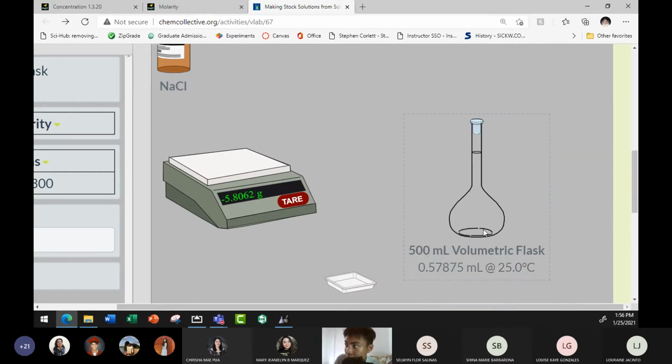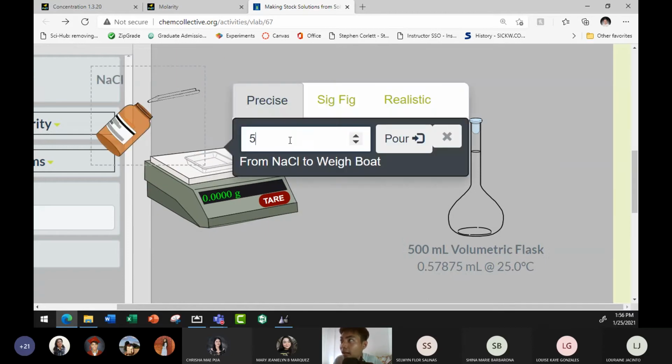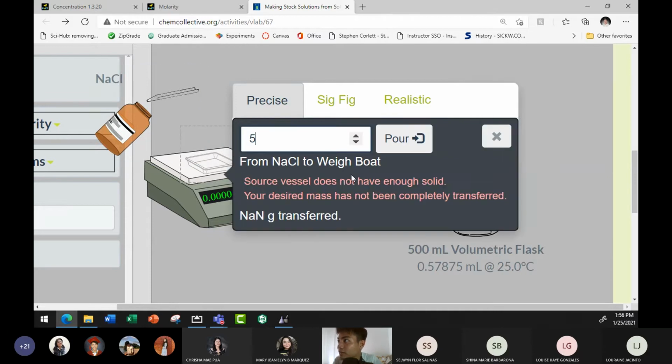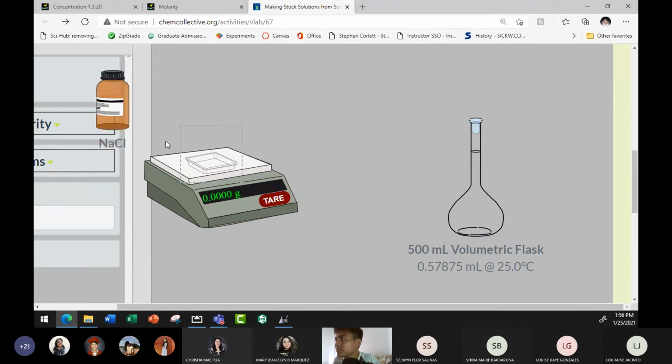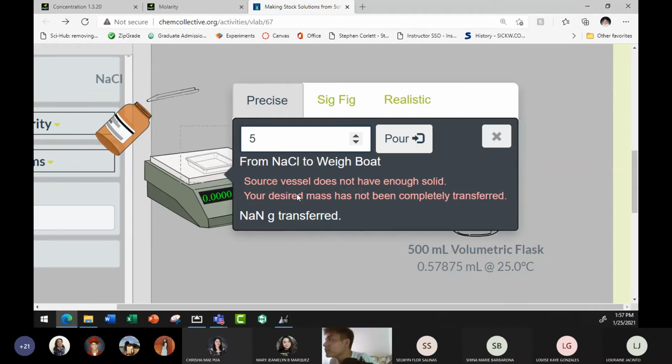Ayun. May crystals na sa ilalim. Onti nga lang. Actually, hindi ko rin makita masyado. Dagdagan pa natin. Sige. Hula-hula na lang tayo. Ayan. 5 grams.